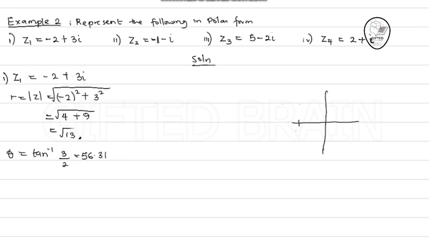So, -2. And the imaginary part is 3. So when we draw, it will fall on the second quadrant. So I have to use the second quadrant angle. So my theta will be, I have to convert to the second quadrant. Theta 1 is equal to 180 minus theta 2.